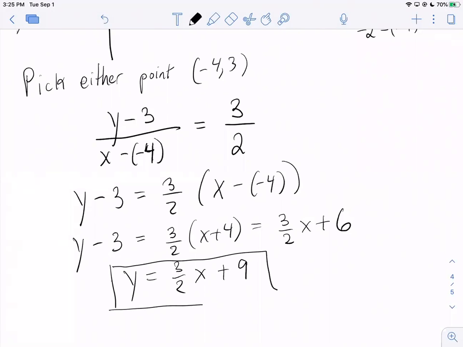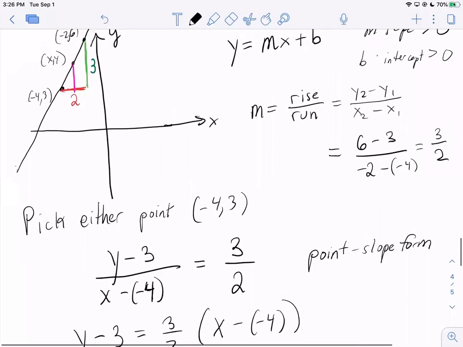So this is one way you can do it, and this form of the equation is called point slope form. I encourage you to think about why this works. And it really has to do with similar triangles.